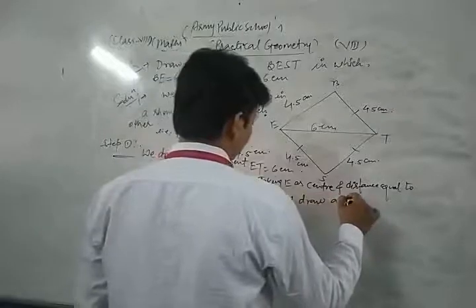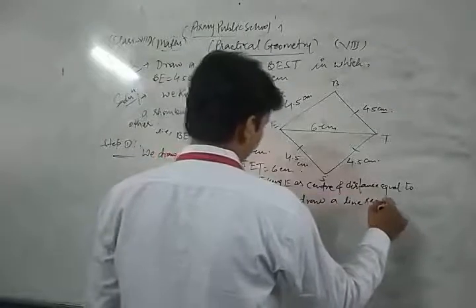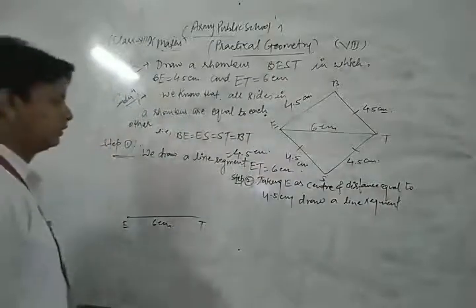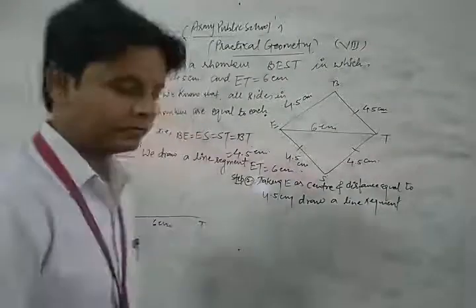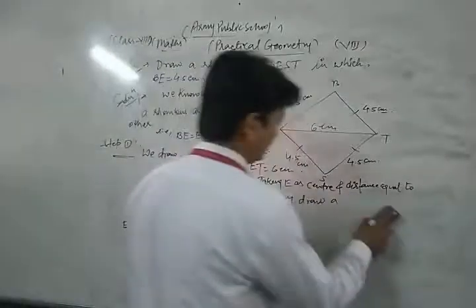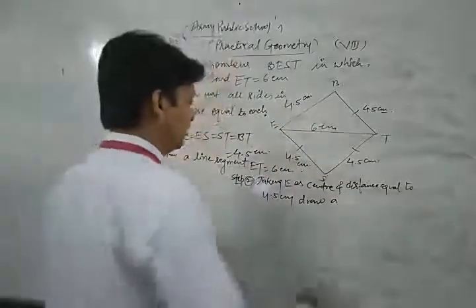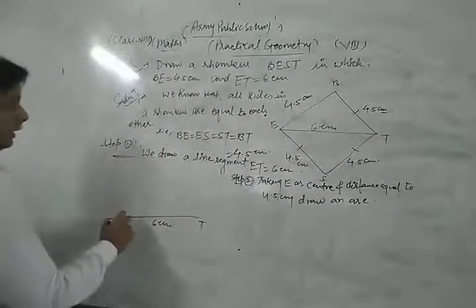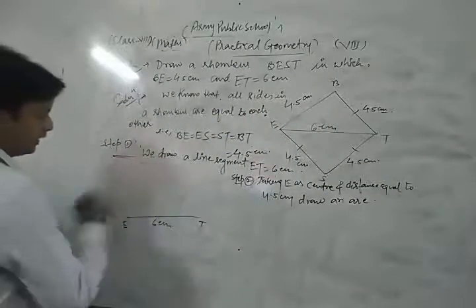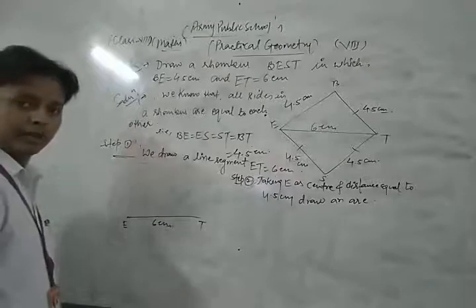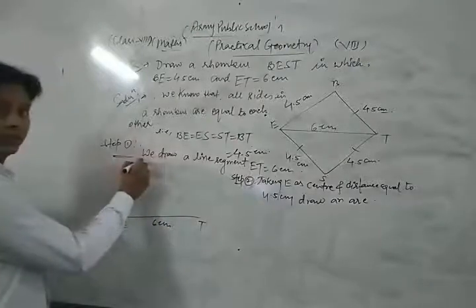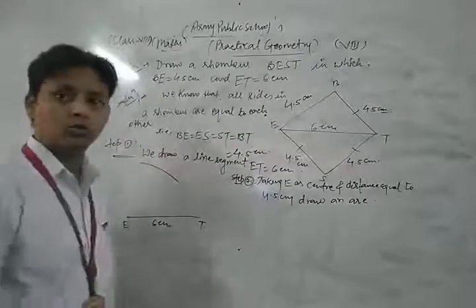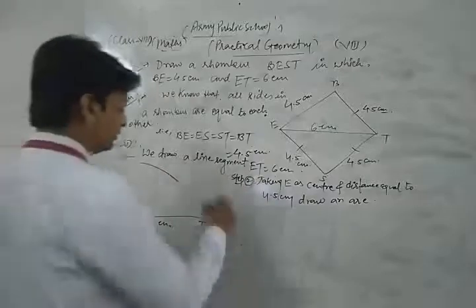Draw an arc. Let's see, take E as center and distance equal to 4.5, we draw an arc in this way. Okay, this is an arc.